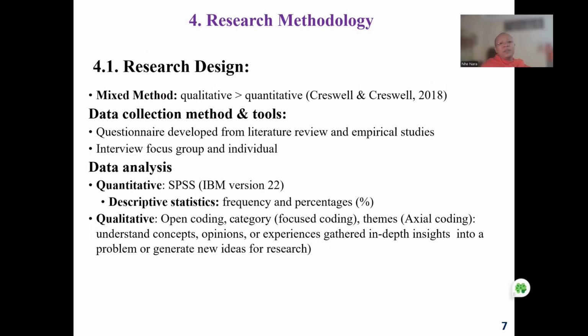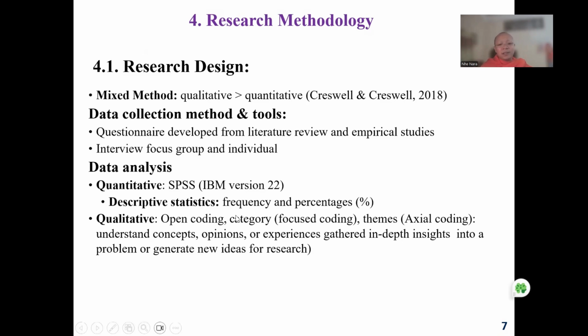Let's jump right into research methodology, the main part here too. Research design: I use mixed method, explanatory sequential mixed method, qualitative to quantitative, Creswell 2018. For the data collection tools, a questionnaire developed from literature review and empirical studies, and interviews, focus group and individual. And I use SPSS to analyze the quantitative data.